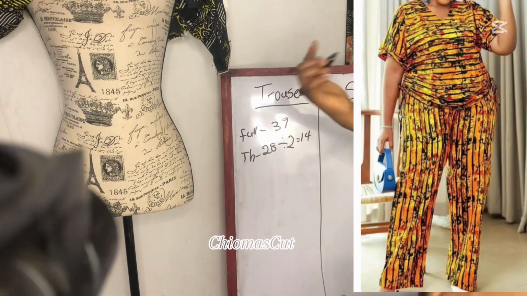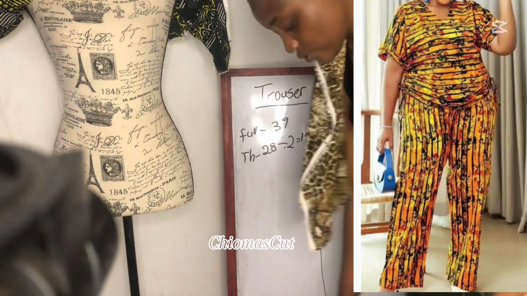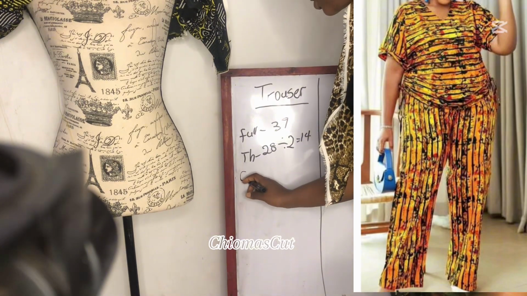So if we're doing the round knee, let's say our round knee is 17, we're going to be dividing it by 2. Then for the ankle, the round ankle is 11, we'll divide that by 2. After that, you take your crotch measurements. Let's just call it C.